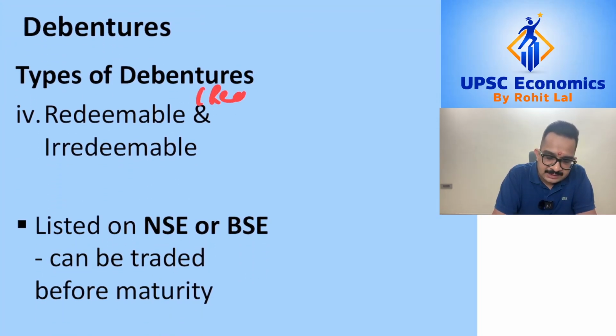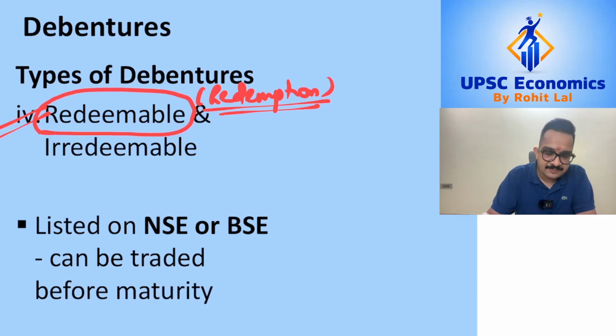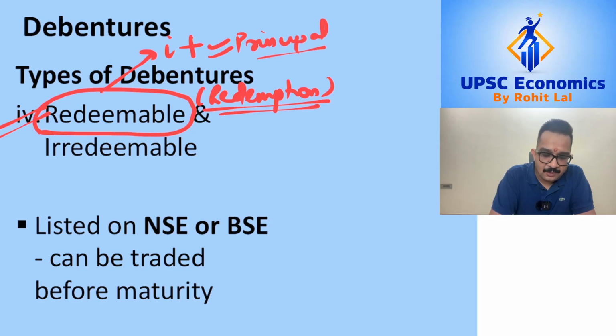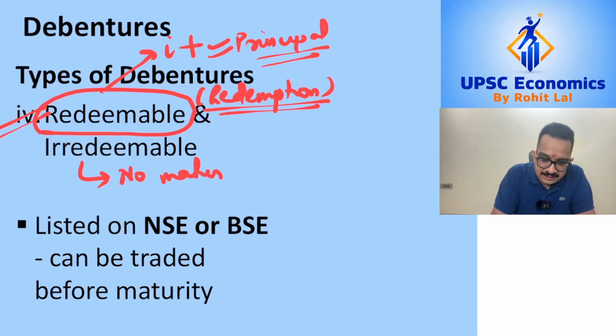The third way in which debentures can be differentiated is based on the criterion of redemption. By redemption we mean, can they be redeemed in the future or not. Redeemable debentures are your regular debentures which pay interest on a periodic basis and then you get back the principal on maturity. However, irredeemable debentures cannot be redeemed. That is, they have no maturity on which the principal is paid.